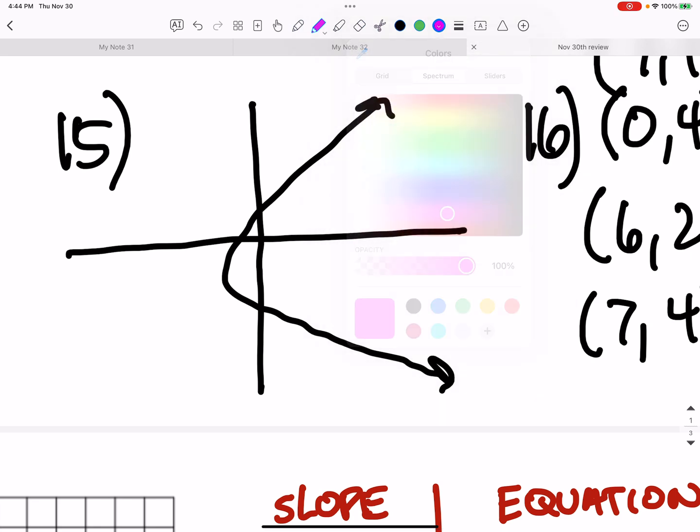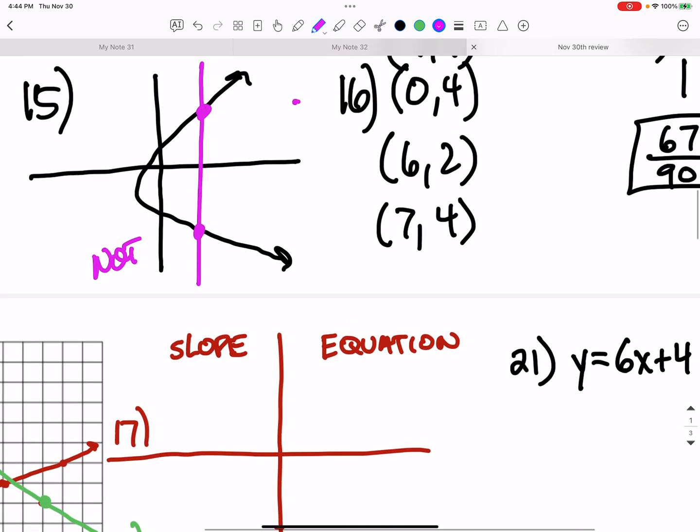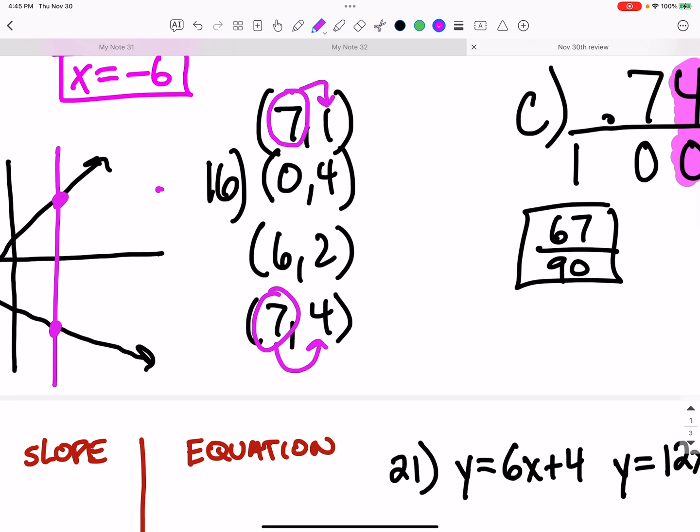Number 15. Sorry, so this one is a function. Yes, function. This one, not a function. This one is not a function because 7 has 2 jobs. 7's not allowed to have 2 jobs. Does 7 do job number 1 or does it do job number 4? Not a function.